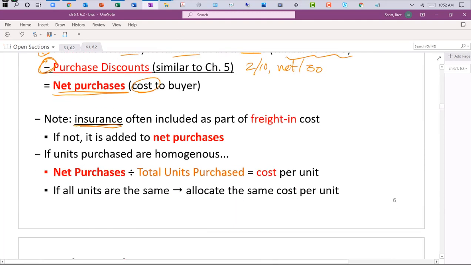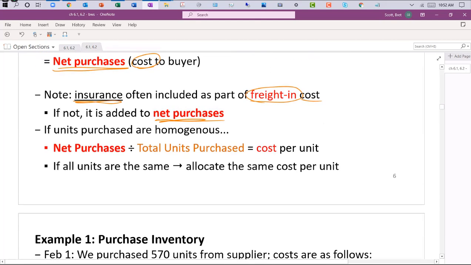Note that insurance is often included as part of the freight in cost. Usually you're quoted that when you do your freight, they'll say, do you want to insure the shipment, the goods that are being shipped? Sometimes it's included in freight in. So some people ask me, hey, these problems don't include insurance. Well, then just assume it's part of the freight in cost that we're paying. If you don't see it, then you just want to make sure that it's added to net purchases: freight in and insurance, otherwise just freight in.